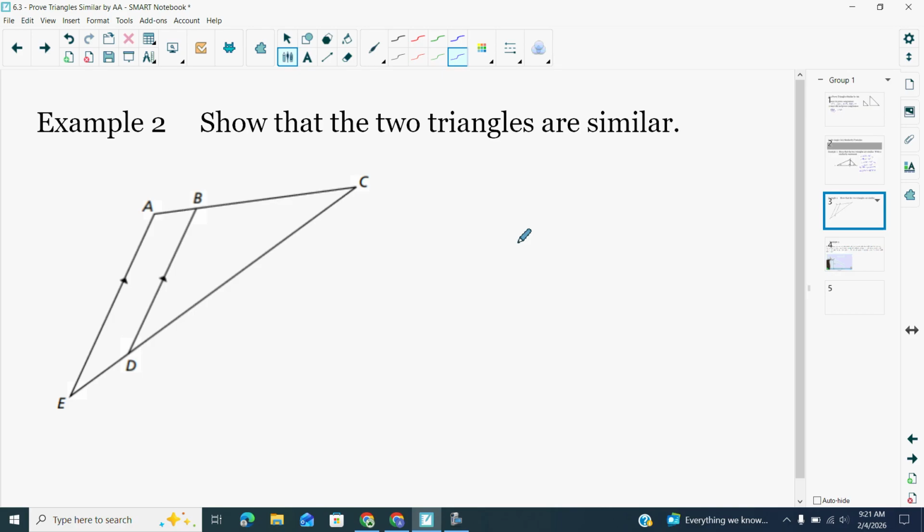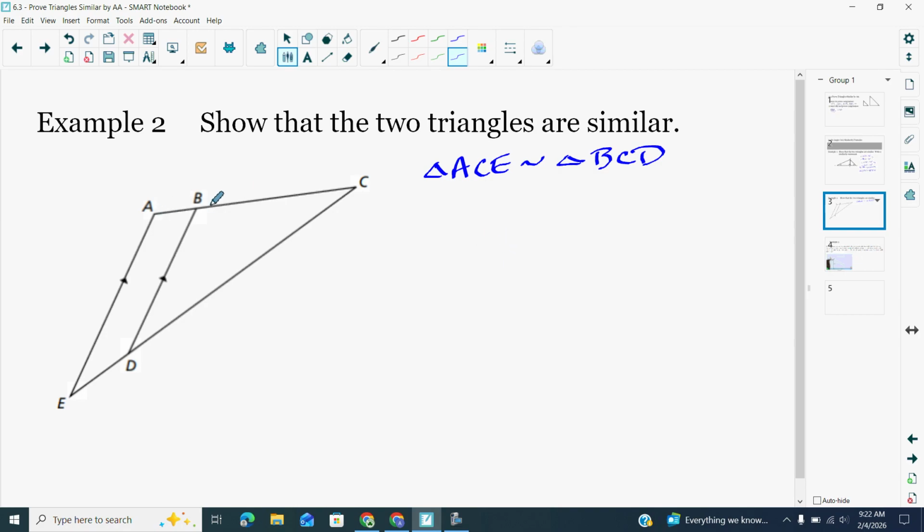And we are asked to show that those two triangles are similar. So we want to show triangle ACE is similar to triangle BCD. That's what we're trying to prove. In order to show similarity, we just need to show that we have two sets of congruent angles.